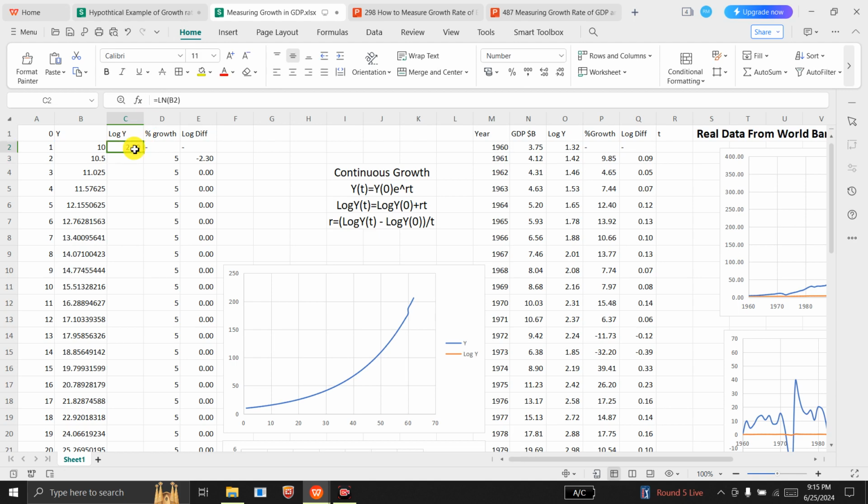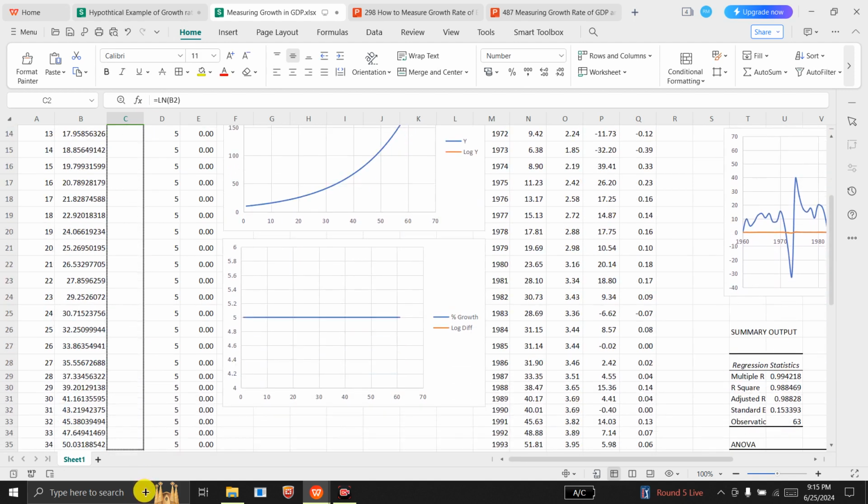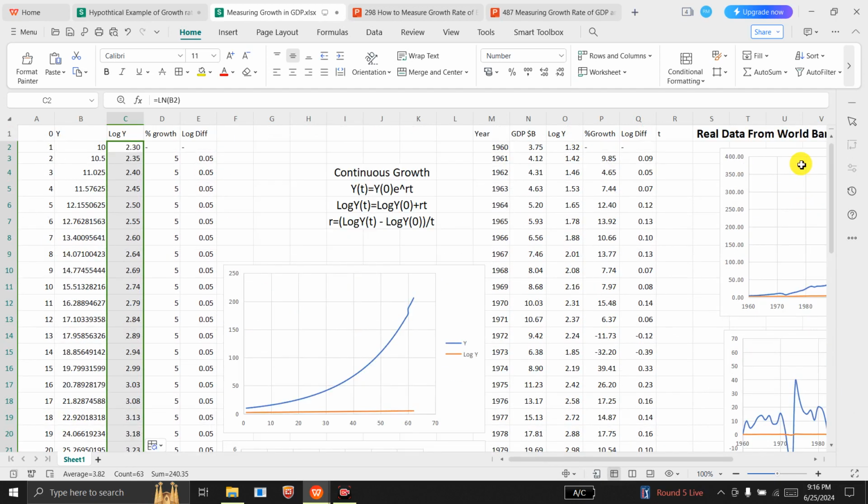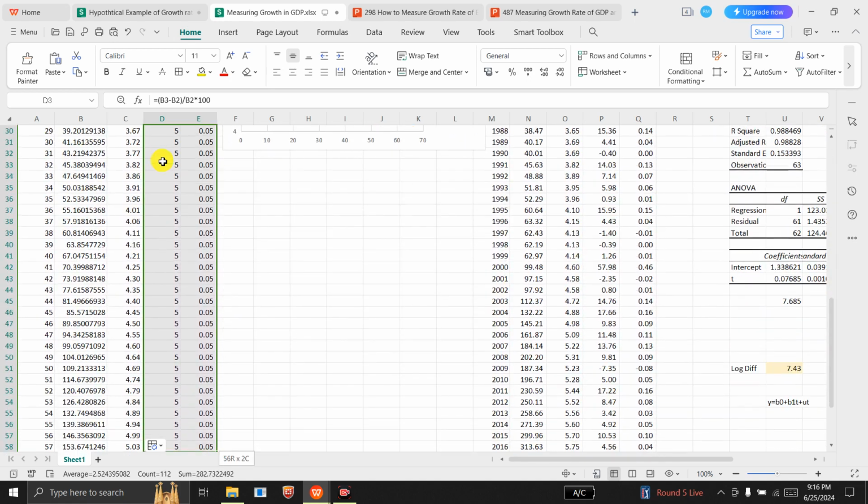So 2.30 is the natural log of 10. Copying this till the end, it will calculate the natural logarithmic series for me. And here I'm using percentage growth for calculating the growth rate.